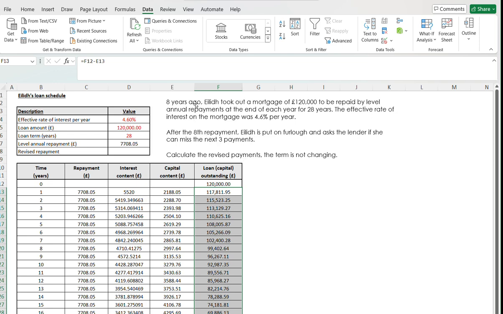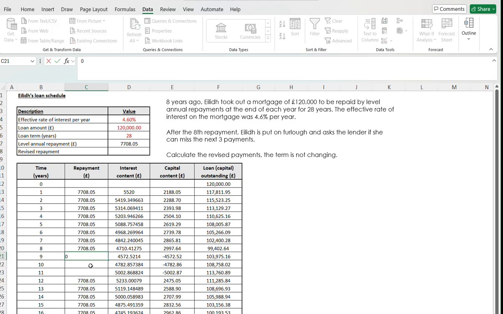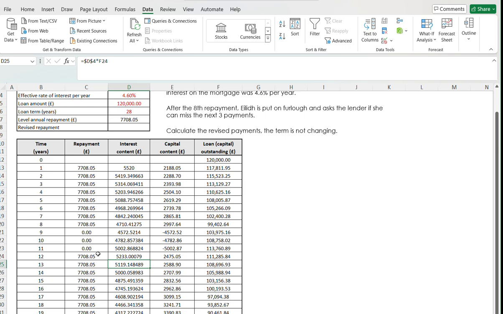So after year 8, we're taking a payment break. So she's not paying anything in year 9, in year 10, or year 11. There is no money being paid. You can replace them with zeros if you prefer. Okay, but no money is being paid there. So that's why we've got some negative balance going on here, because if I'm not making a payment, but I have to pay an interest payment, it's going to get added on.